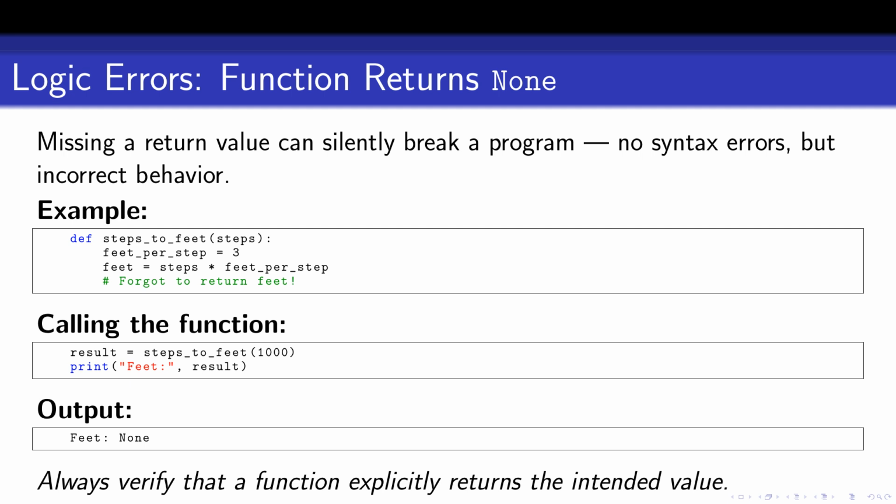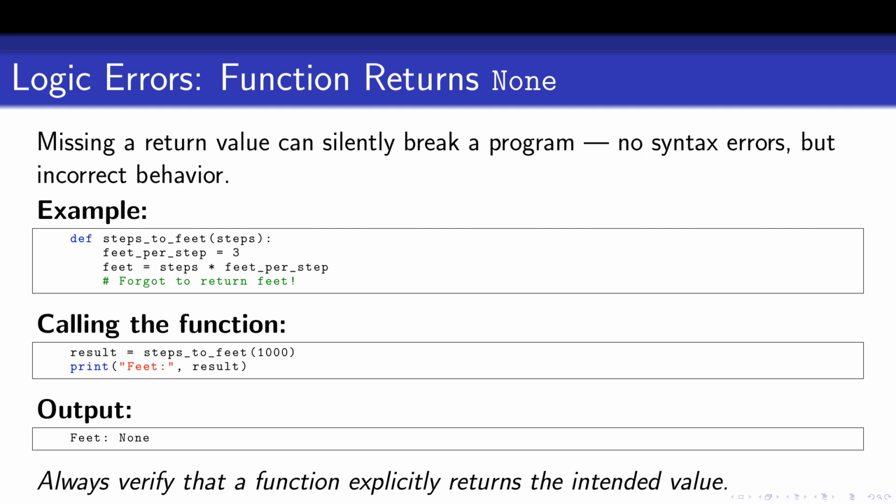One kind of logic error is one that results when a return statement is omitted. In the example, the function stepsdefeat calculates a number based on input, but it never explicitly returns that value. As a result, when the function is called, the variable assigned to hold the result actually gets None. This is a perfect example of a function that looks complete and even runs without a syntax error, but produces incorrect output. These kinds of bugs are especially hard to detect because there's no immediate crash or traceback.